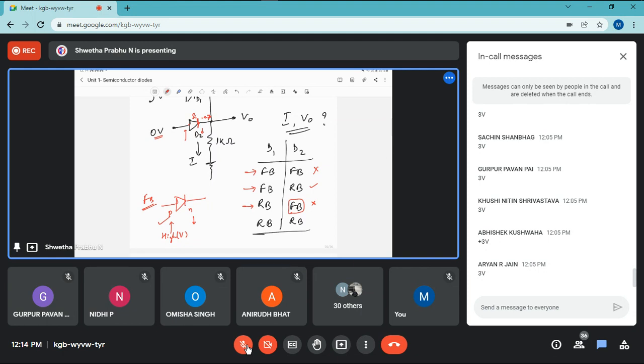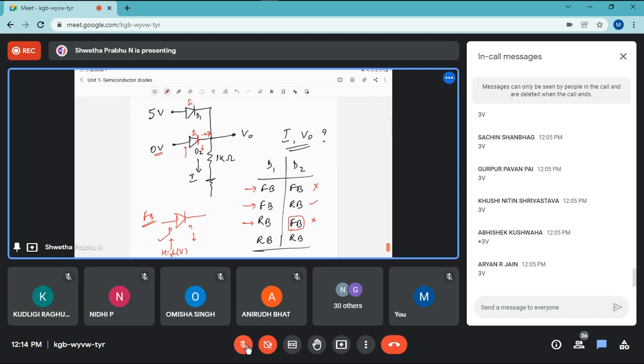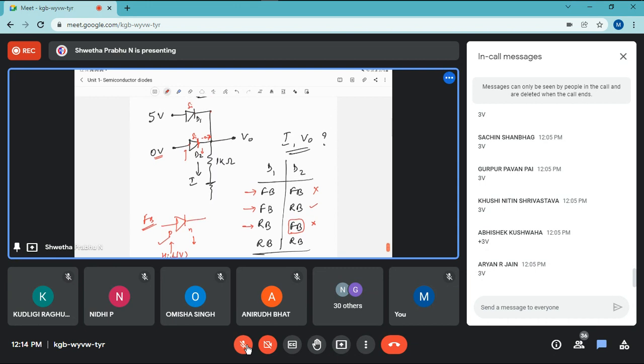Are you understanding? If it is not a silicon diode but an ideal diode, you will not get 0.7 at all. Say the diode is ideal. With respect to the previous, diode D1 is reverse biased. What output do you get with respect to the upper part? Here you will get 0 volts, correct? And here also you have 0 volts.